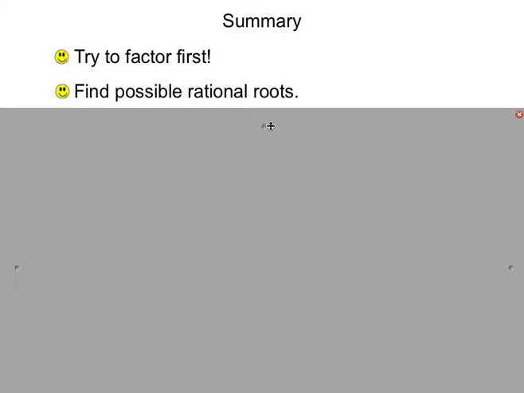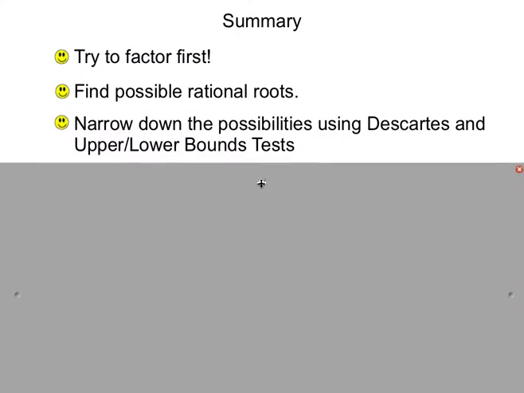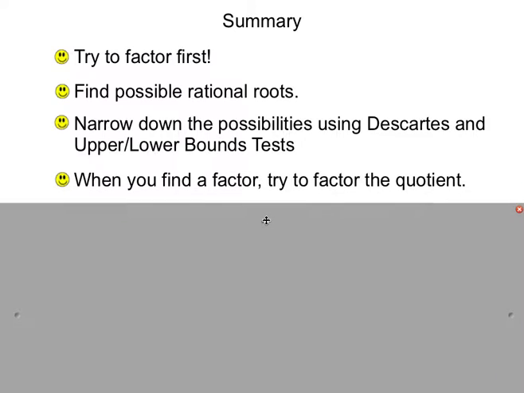When you are faced with a factoring problem for higher order polynomials, the first thing that you're going to try to do is you're going to try to factor first. You do not want to guess and check if you don't have to. The next thing you're going to do is you're going to find your possible rational roots using the rational roots theorem. You're going to narrow down the possibilities using Descartes and upper and lower bound tests.